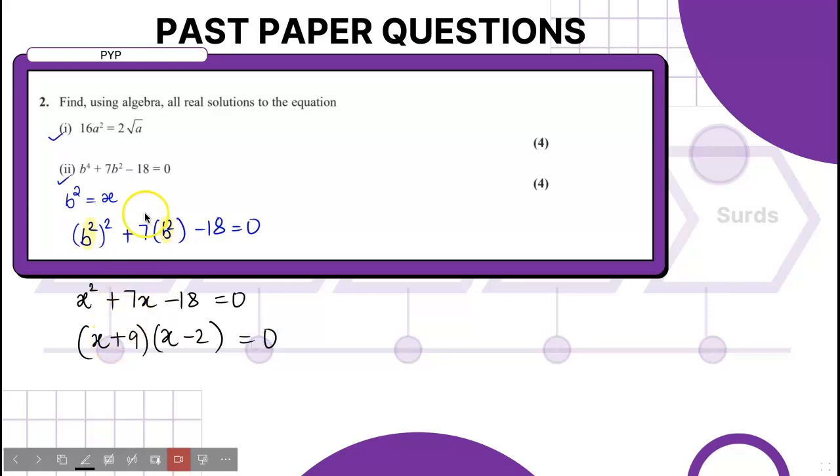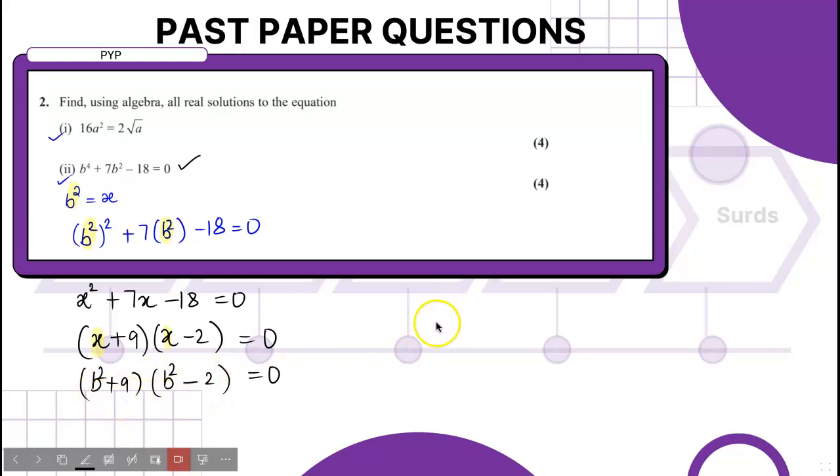But it was not x. The equation was in terms of b. So let's go back to b squared. We're going to be turning x into b squared again. So this would be b squared plus 9, and here it will be b squared minus 2. That is equal to 0. Correct? Now b squared plus 9 and b squared minus 2.